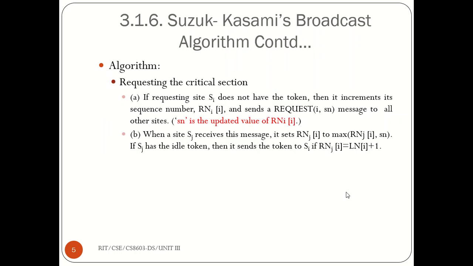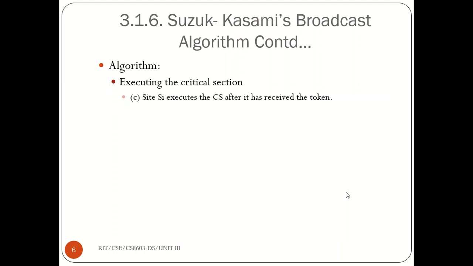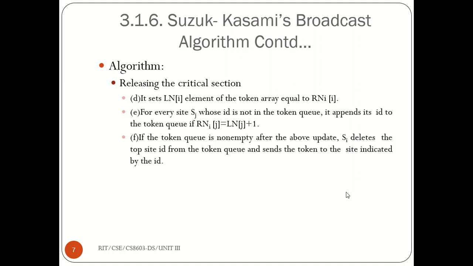First, requesting the critical section. If the requesting site Si does not have the token, then it increments its sequence number RNi and sends the request message to all the sites. The site that has the token receives the message and sends the token. Next, executing the critical section, and then releasing the critical section.